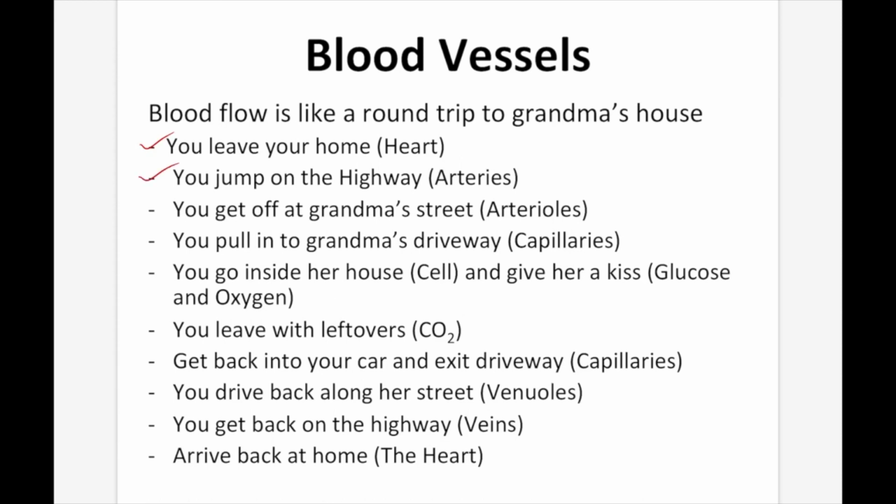You're going to get off at Grandma's Street. So those are the arterioles. You're going to pull into Grandma's driveway, which is like the capillaries. You're going to go inside her house, which is like the cell, and you're going to give your grandma a kiss. So that's going to be like giving her glucose and oxygen.